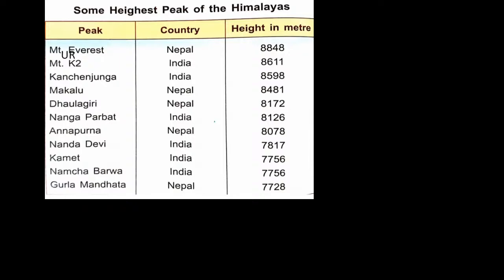Height is 7,817 meters. Then comes Kamet. It also comes in India with height of 7,756. Then comes Namcha Barwa. It also falls in India with a height of 7,756. Then comes Gurla Mandhata. It falls in Nepal and it is having the height of 7,728.